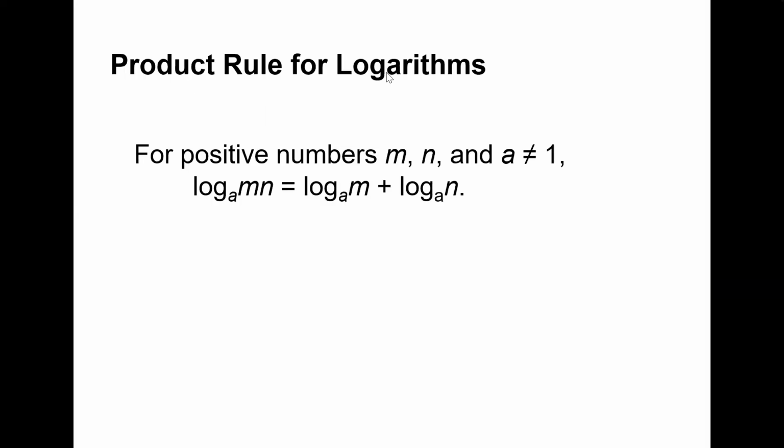First, we have the product rule for logarithms. So if we have positive numbers m and n, and a is not equal to 1, then log base a of m times n is equal to log base a of m plus log base a of n. So basically, we're taking a product and we're splitting it apart into the sum of the two logs.